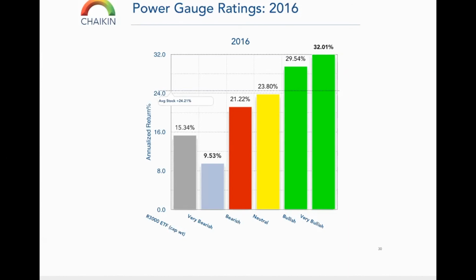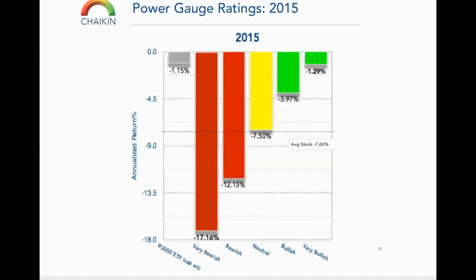Now in 2015, it was even more dramatic. The very bearish stocks in the S&P 500 and also in the Russell 3000 were down. In the Russell 3000, because it's loaded with energy stocks, fracking stocks like Range Resources, Kinder Morgan, Pioneer, the average very bearish stock was down 17%. So if you were in small caps or energy stocks in 2015, you were treading in bear market waters. On the other hand, the very bullish stocks were flat, which is what the market did in 2015.